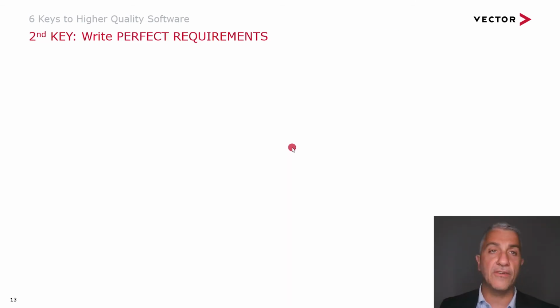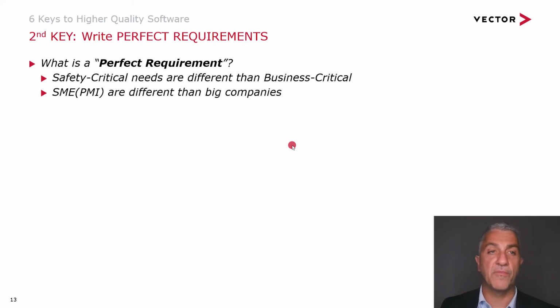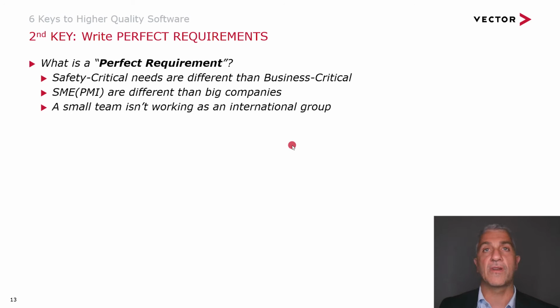The second key is to write perfect requirements. What is a perfect requirement? Safety critical software needs are different than business critical software. So you should probably have a different degree of criticality. But small and medium enterprises are also different than big companies. And small teams are not like working in an international project.